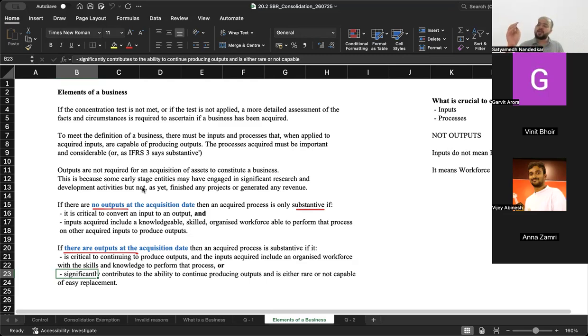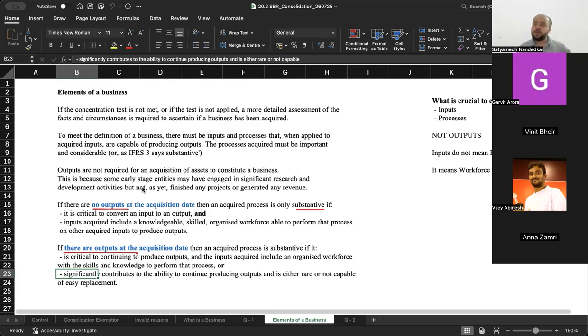See, inputs are of course there, but again, the emphasis, if you observe, is on processes. Does the process have the ability to transform inputs into outputs? Is it something which is critical to convert? If somebody is doing housekeeping and maintenance work, great, but it is not a revolutionary process which will require any specialized skill set. That is not the situation.